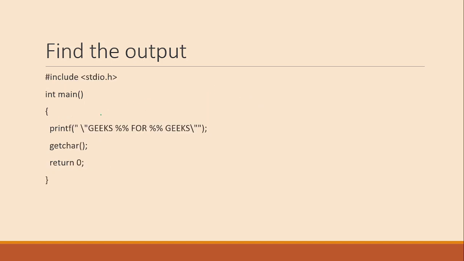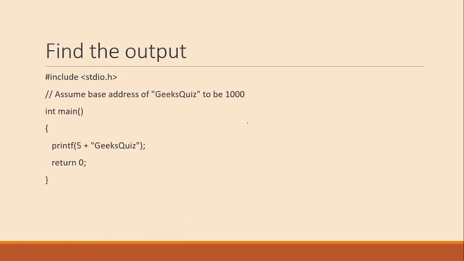Now we have used these escape sequences. The double quotes mention a string, and these escaped quotes print the quotes inside the string. When I use 2 percentages, I will get only 1 percentage. So in these 2 cases, I will get only 1 percentage. So the output will be Geeks, percentage for percentage Geeks, and double quotes. So we are getting this output now.